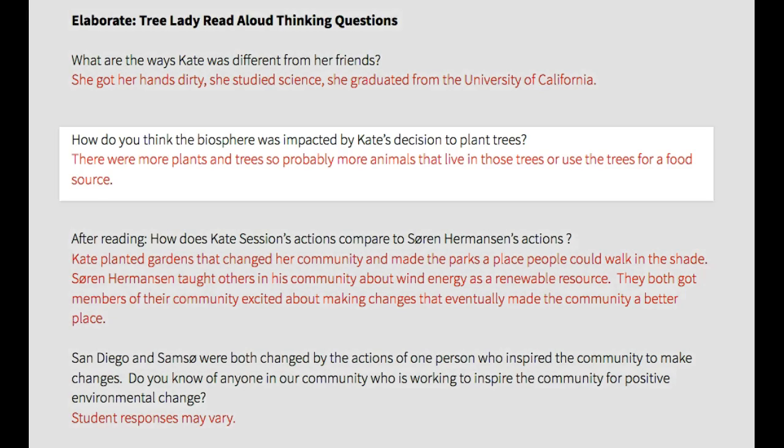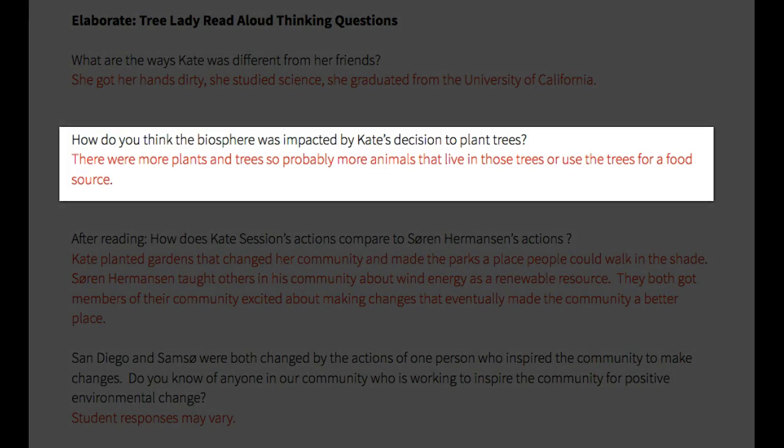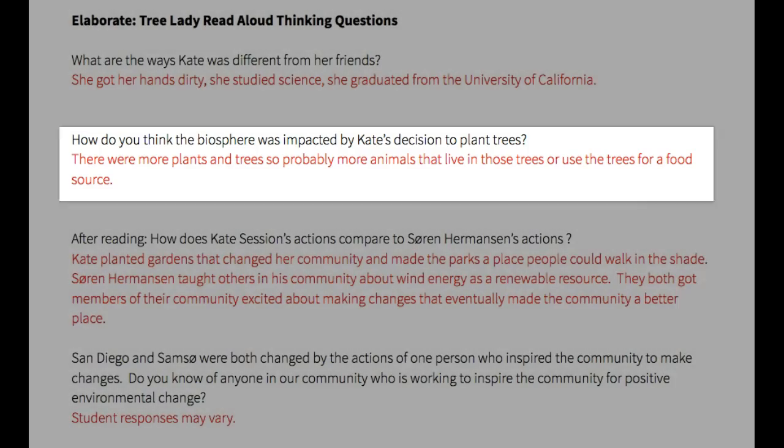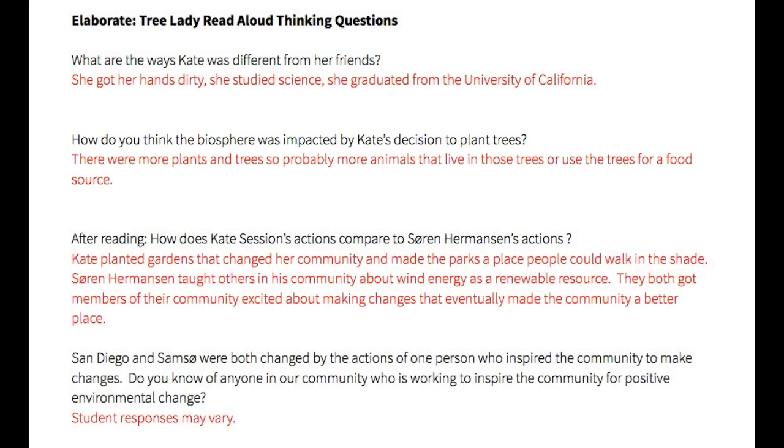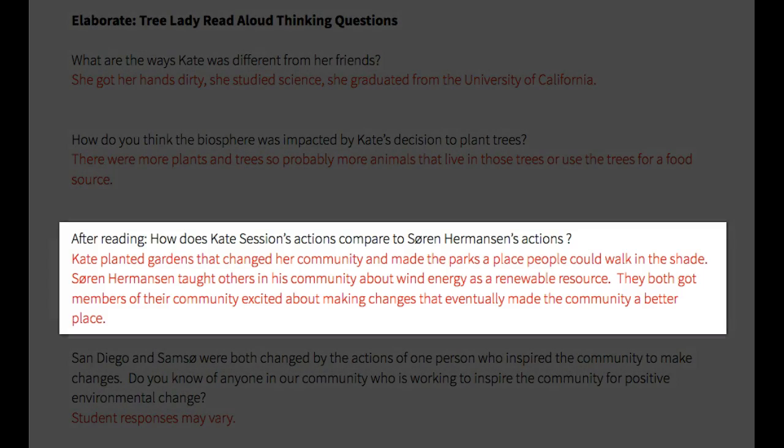They should recognize that Kate's decision to plant trees affected the biosphere because it provided a food source and habitat for animals. This discussion can be extended to involve the other spheres as well. For example, trees also affect the atmosphere by removing carbon dioxide from the air. Additionally, their roots stabilize the soil, affecting the geosphere. What is important in both The Tree Lady and Energy Island is that the action of one person inspired a community to make a change that positively impacted the Earth.